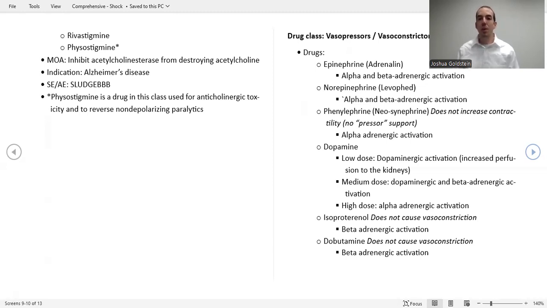Dopamine, which is a little bit complex, and I'll leave it to what's written on the screen here. At a low dose, it has dopaminergic activation, which increases perfusion to the kidneys. At a medium dose, it has both dopaminergic and beta effects, and at high dose, it switches to alpha effects. I wouldn't expect the RN level to really go into the subclasses of the dose-based effects of dopamine, but just an FYI, I did put it in there. And then the last two we already discussed very briefly earlier are isoproterenol and dobutamine. Those are both beta drugs, so they're pressors.